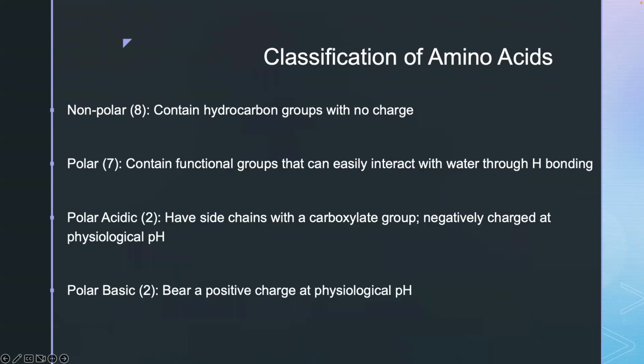So when we're thinking about classifying the amino acids, we can classify them in a couple of different ways. So you can have nonpolar, which contain hydrocarbon groups with no charge. You can have polar, which contain functional groups that are easily interacting with water through hydrogen bonding. You can have polar acidic, which have side chains and a carboxylate group that are negatively charged at physiological pH, again, 7. And you can also have polar basic, which is going to have a positive charge at physiological pH.